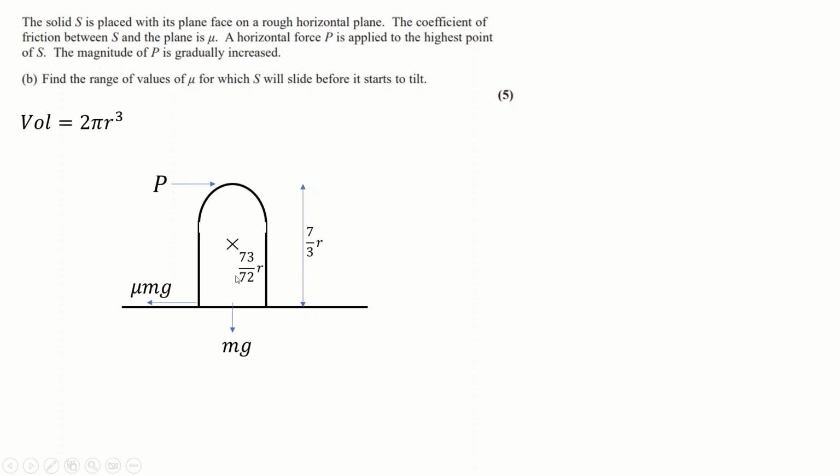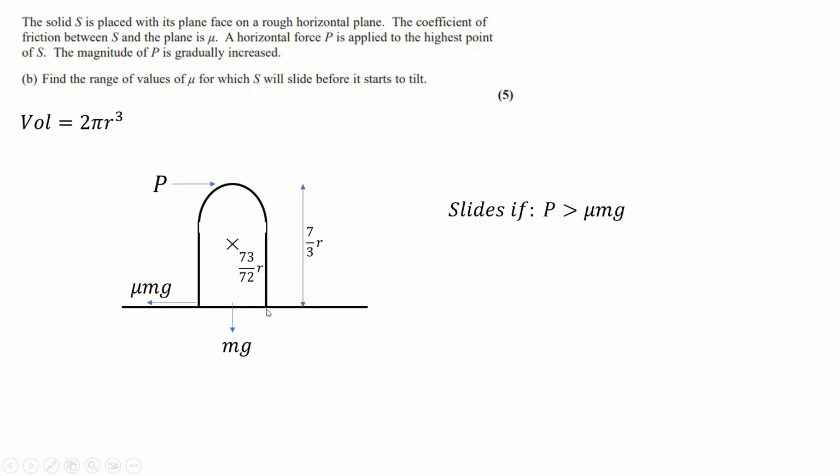So we need to consider two things here. We need to consider, of course, if it's sliding along, that means P is beating mu mg. So it's sliding if P is greater than mu mg. So that's the first obvious thing we can write. Now, what about the tilting business? Well, focusing on this point here, because of course that's where it's going to tilt from. If it tilts over, it's going to start turning on this point down there.